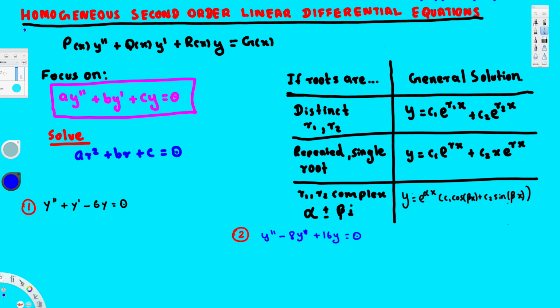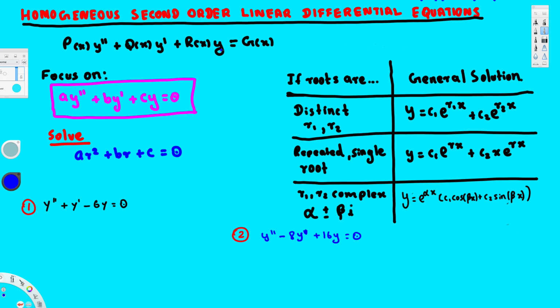What's going on, guys? In this video we are going to talk about homogeneous second order linear differential equations. The general pattern for the second order linear differential equation looks like this. We have a function of x times y double prime, another function of x times y prime, another function of x times y, and that's equal to another function of x.